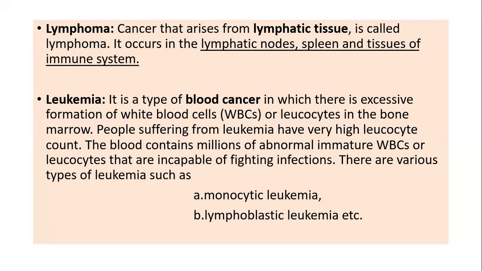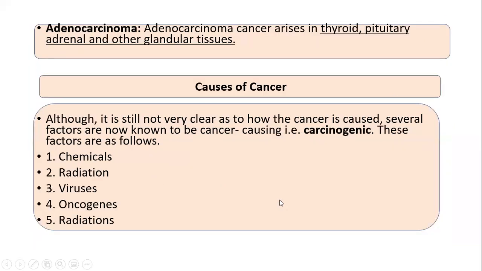And this you can have of 2 types, monocytic and lymphoblastic. These 2 names you have to remember. One is monocytic leukemia and the other is lymphoblastic leukemia. The last one is adenocarcinoma. As I told you earlier, adenocarcinoma is the cancer of glands, thyroid, pituitary, and other glandular tissues. Okay, you have to know the definitions for all with at least 2 examples of each.